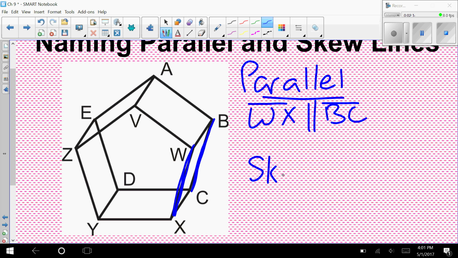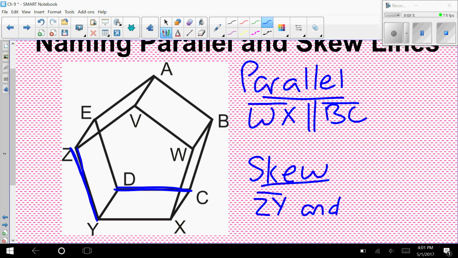Now for skew. Again, lots of different options you could have. One example, and let's erase these two lines I had on here before. One example of skew lines would be ZY and DC. Those are never going to intersect, but they're not on the same plane.